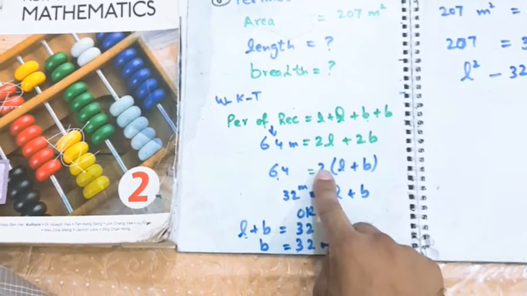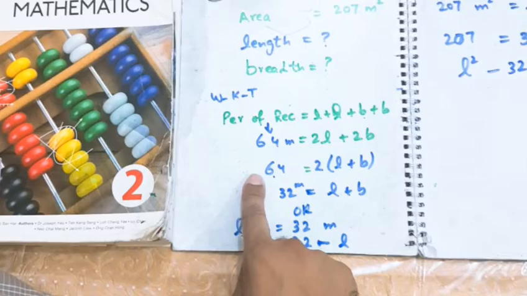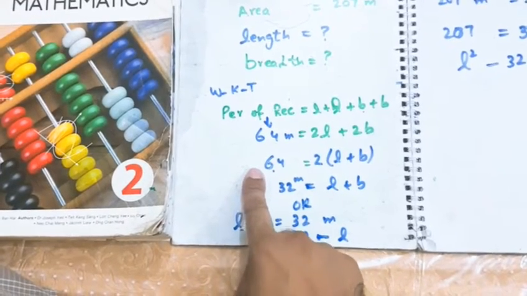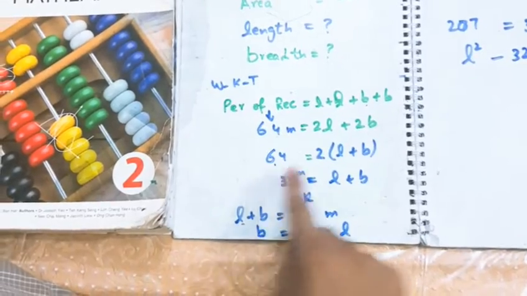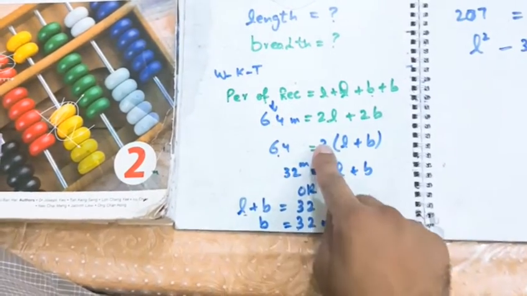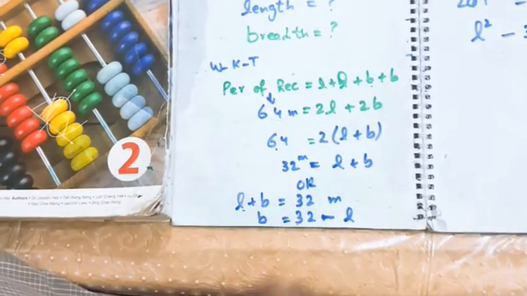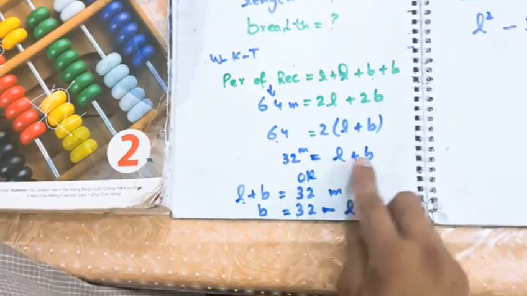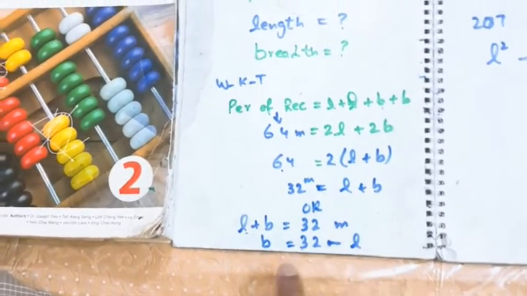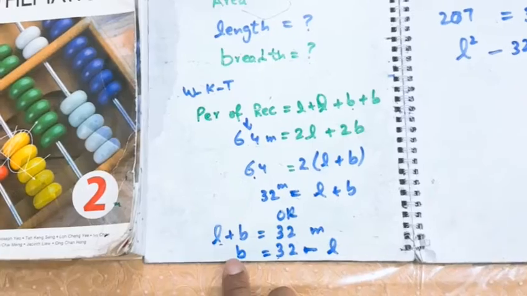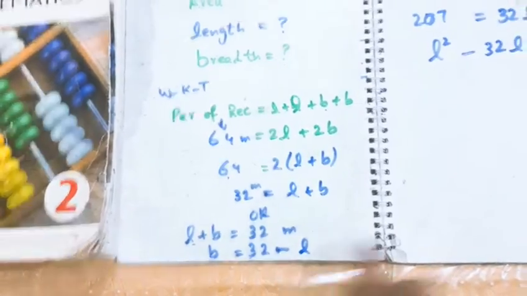2 will go to the other side of the equal sign and it will be divided. 64 will be divided by 2 then, and after dividing by 2, 64 will turn into 32. L plus B has remained here alone. 2 has moved to the other side and it has been divided, I mean 64 has been divided. We can write L plus B is equal to 32 meters like this. Put B as it is there and bring L to the other side of the equal sign, it will be subtracted.